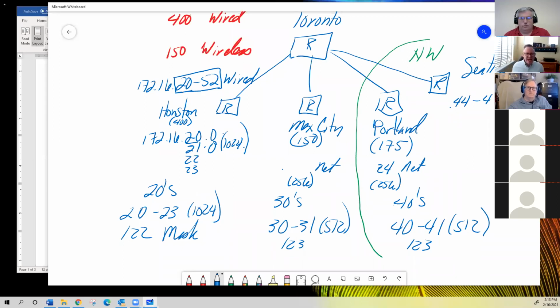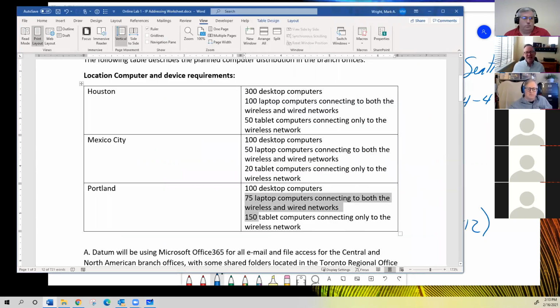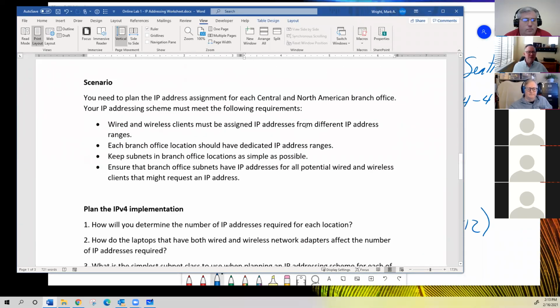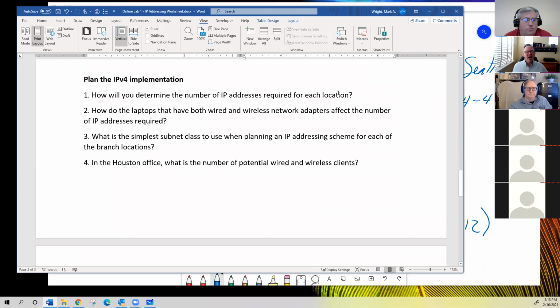Okay, so we're running out of time. If you just look at this, you're like, I have no idea what to do. But now you're starting to see what the answers are to these 13 questions at the bottom. We talked about how you will determine the number of IP addresses required for each location, but we only did it for wired. So how do you answer that for wireless? Again, the same thing applies. Now you have some insight into that.